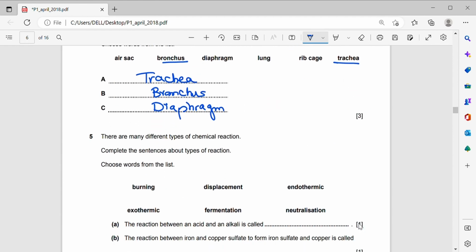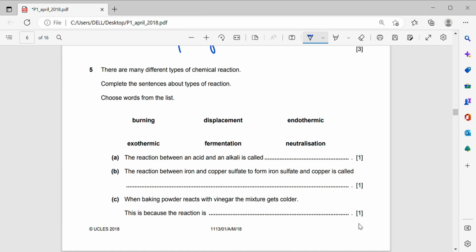There are many different types of chemical reaction. Complete the sentences about types of reaction. Choose words from the list. The reaction between an acid and alkali is called neutralization.